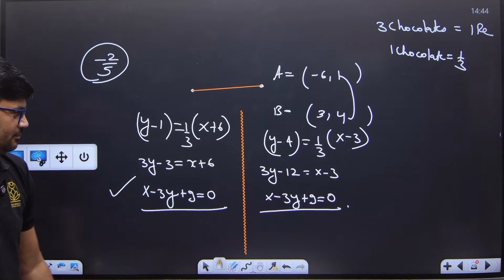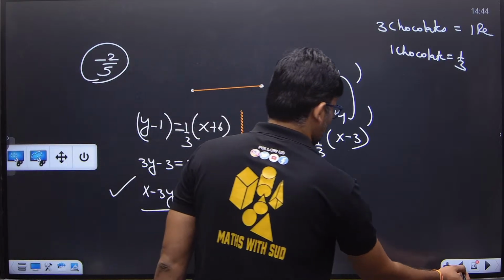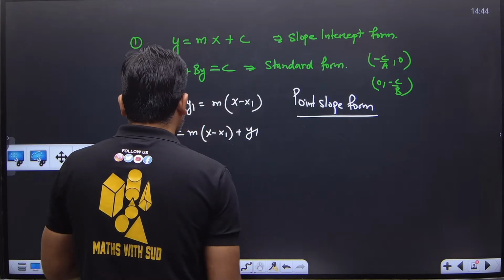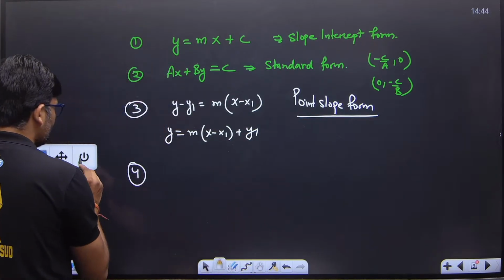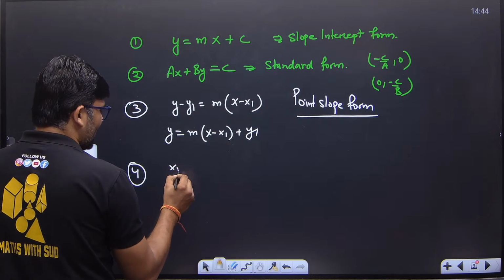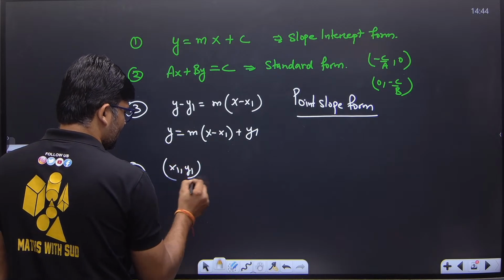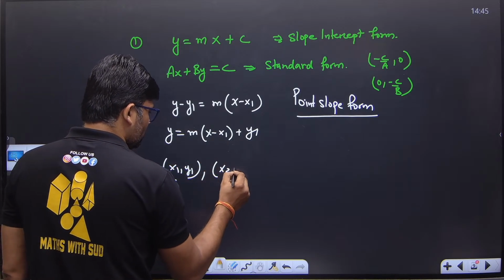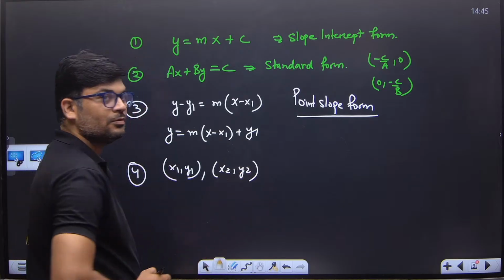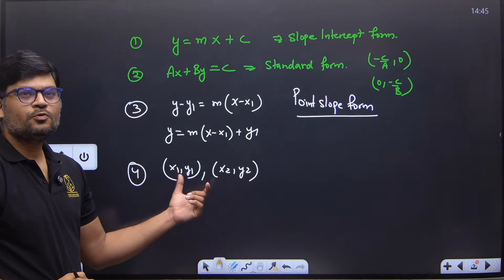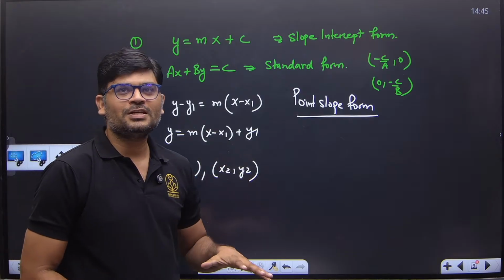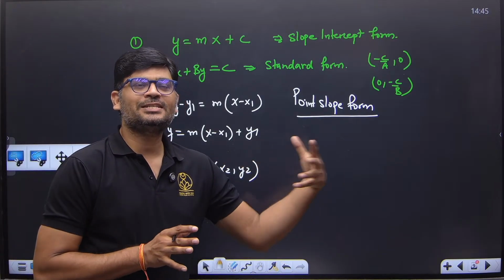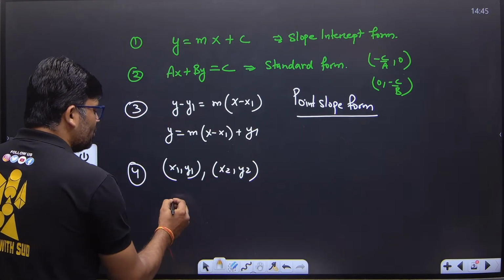Done? Okay. If I want to generalize this, let us suppose that the line is passing through 2 points, x1 comma y1 and x2 comma y2. These 2 points are given, but no slope is given. So you can have two forms of the straight line, but both will end up with the same equation of the line, and you can write like this.